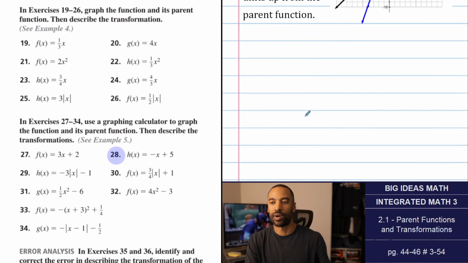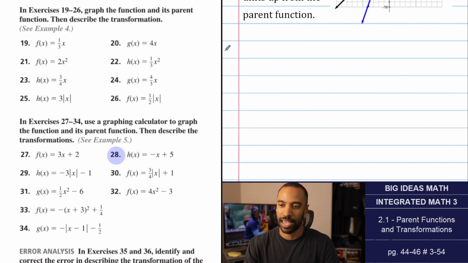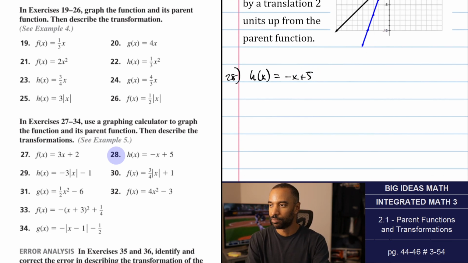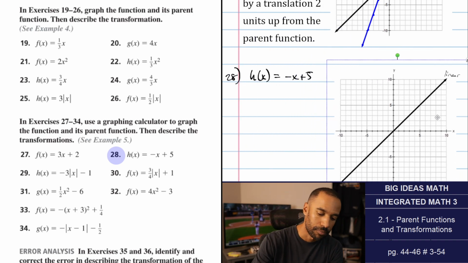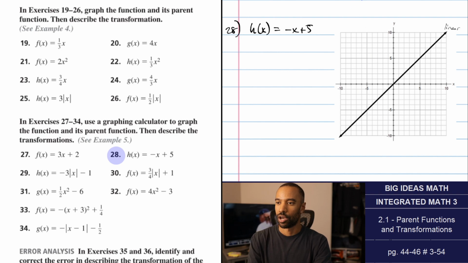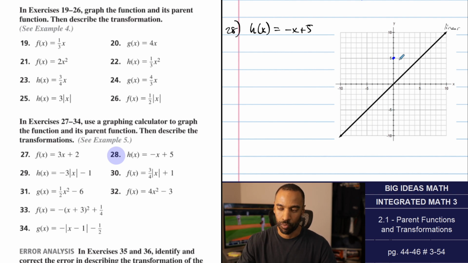All right, let's go to number 28. Number 28 is h of x equals negative x plus 5. Also linear. I wasn't asking, I'm telling you. It is also linear. So, what is this? A y-intercept of 5 and a slope of negative 1.